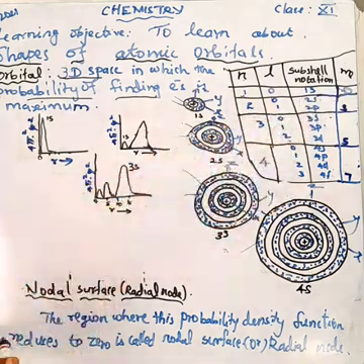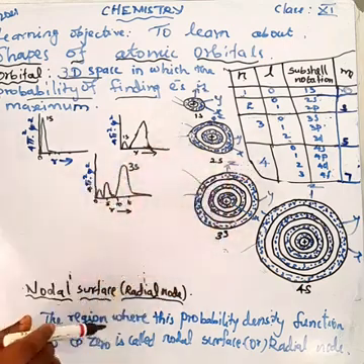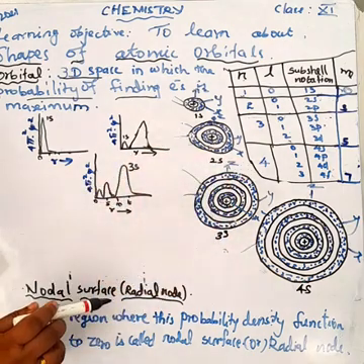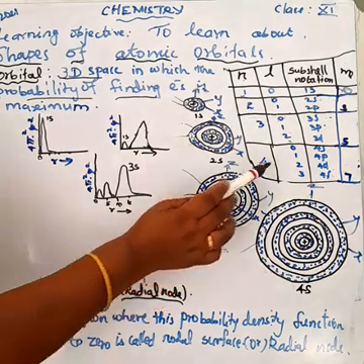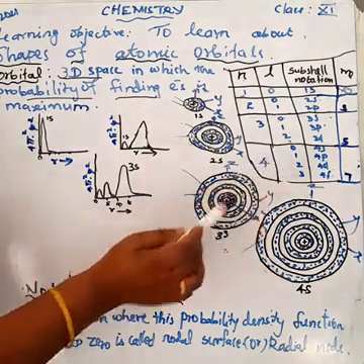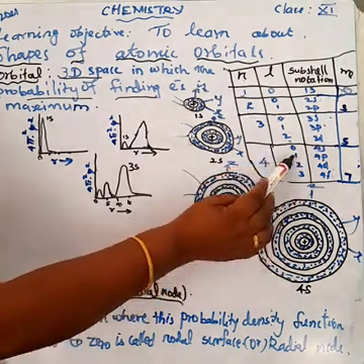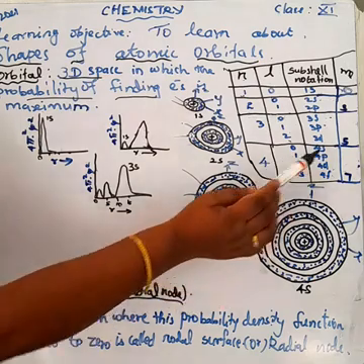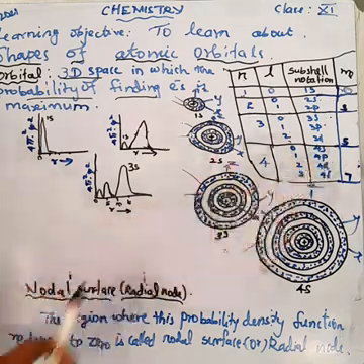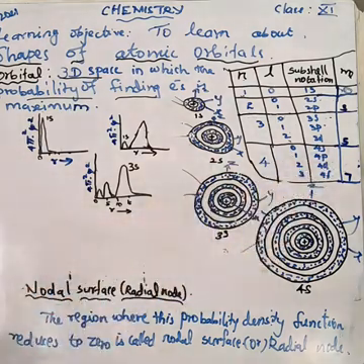When n is equal to 4, l is equal to 0, 1, 2, 3. 0 represents the s orbital, 1 represents the p orbital, 2 represents the d orbital and 3 represents the f orbital. We already studied that clearly. I hope all of you know about that.